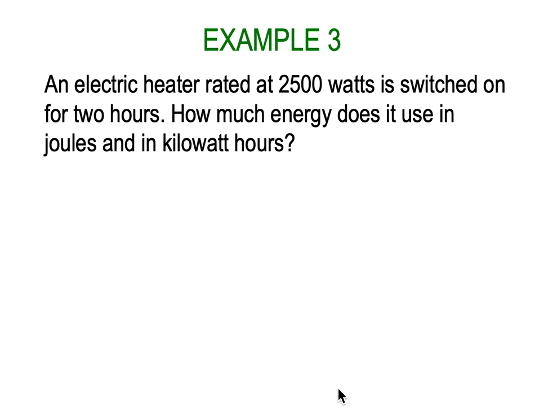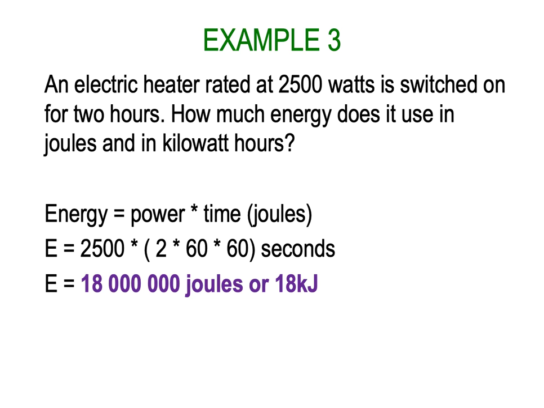So here's a little example to get into our heads a little more clearly. An electric heater rated at 2,500 watts is switched on for 2 hours. How much energy does it use, in joules and in kilowatt hours? So here it is in joules. Remember, energy equals power times time in joules, but when we're talking in time and joules, we're working in seconds.